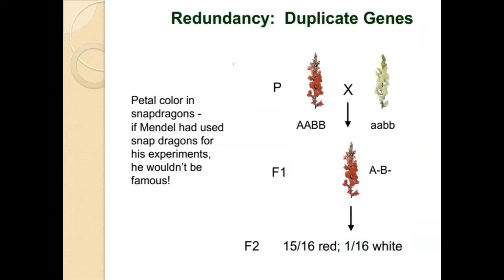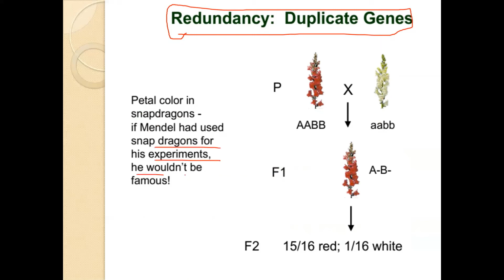Fine. So now we come to the redundancy. That is the duplicate gene and inhibitory genes concept. In this particular case, petal color of Snapdragon. Mendel had used Snapdragon for his experiment, but he was not able to succeed in this particular experiment of Snapdragon. Why is he not able to succeed?